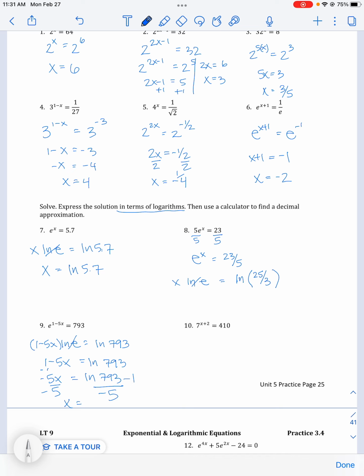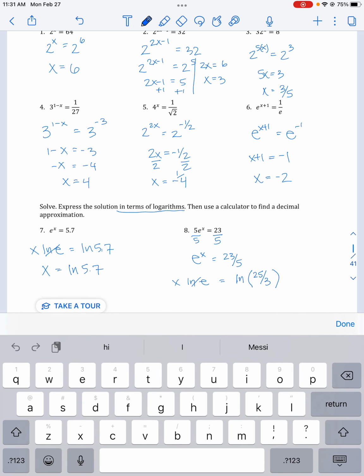In this last one, I don't know how to get 7 and 410 to the same base. I'm not going to spend time trying to raise 7 to different numbers to see if I can get to 410. I'm just going to take the log of both sides. The x plus 2 becomes multiplication times log 7 equals the log of 410. Now it's a calculator problem.